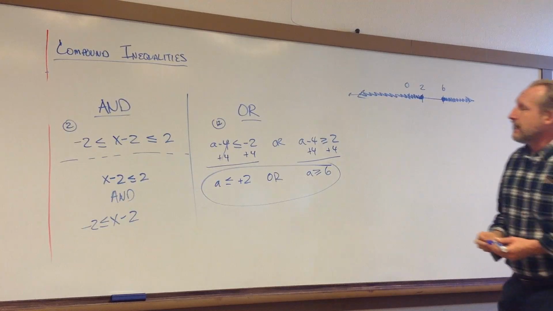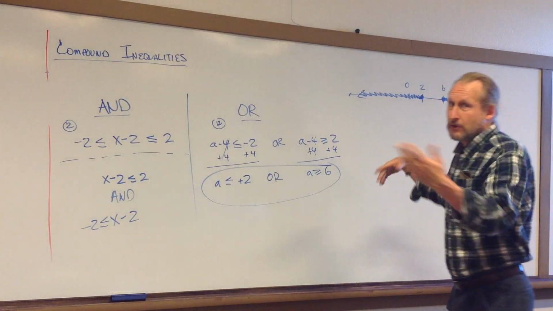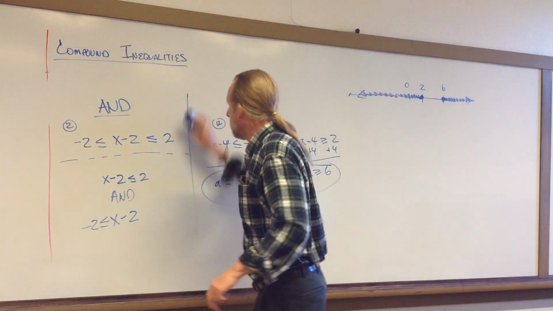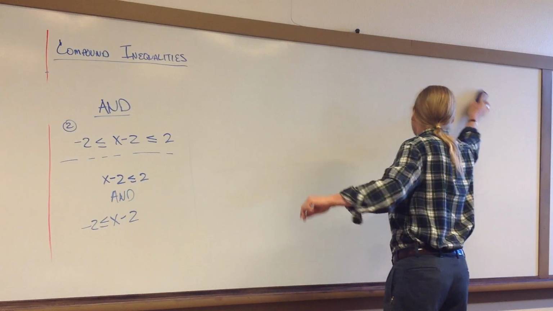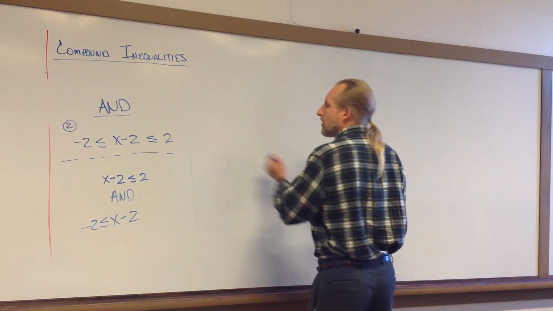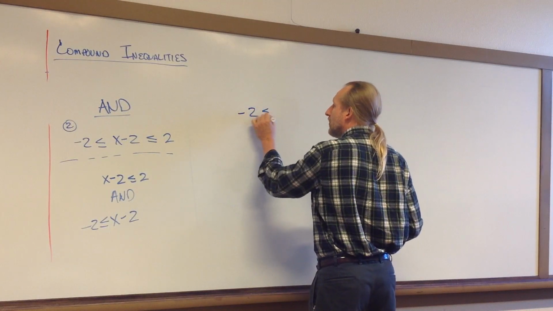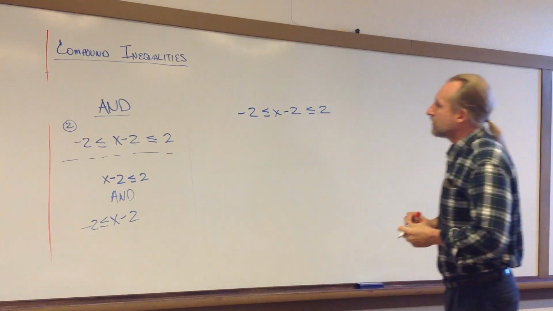Okay. Now, with the and statement, let's see, I think I'll erase this stuff. You can always back the video up if you need to see it again. But I need some room here. So let's look at the and statement. So we've got -2 less than or equal to x minus 2 less than or equal to 2.